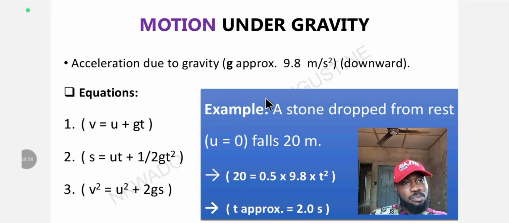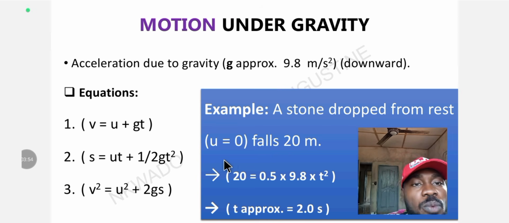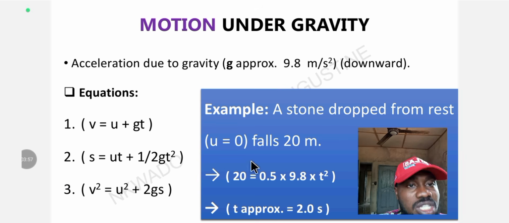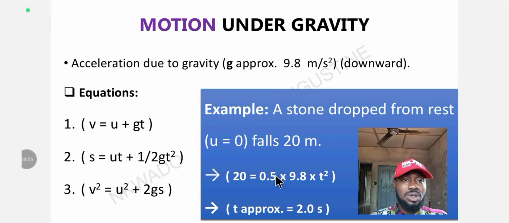Let's look at this example on the right hand side of the screen where we have the blue table. Example: a stone drops from rest. Initial velocity equal to 0. That's from rest. Falls 20 meter. This one is the distance covered. So if we want to calculate the acceleration due to gravity, what are we supposed to do? Since we were given initial velocity and we want to use the distance covered by the object due to gravity, it is better we use this formula.